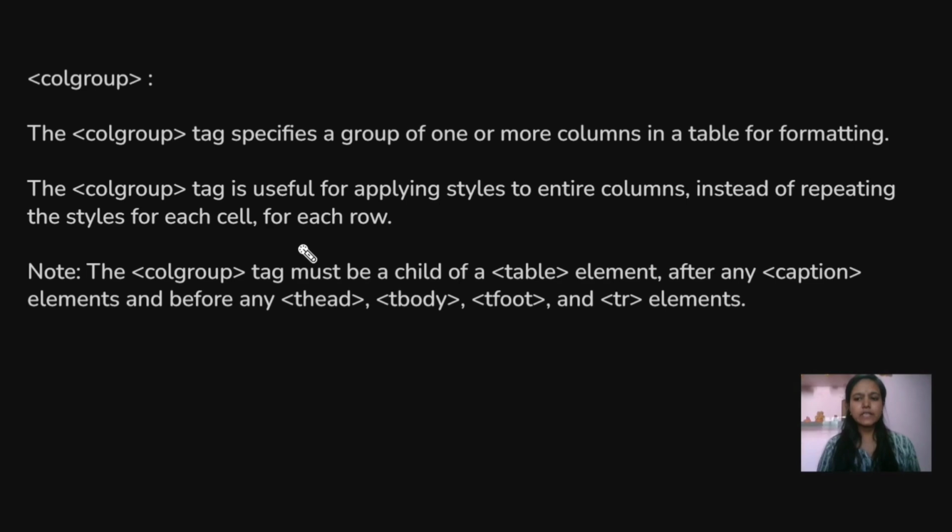We apply some properties. Basically, the column group helps apply a style to an entire column at one time. The colgroup tag must be a child of the table element. Inside the table tag we write the colgroup, after any caption tag and before any thead, tbody, tfoot and tr elements. So we write the column group before these elements and after the caption. That is the important point.